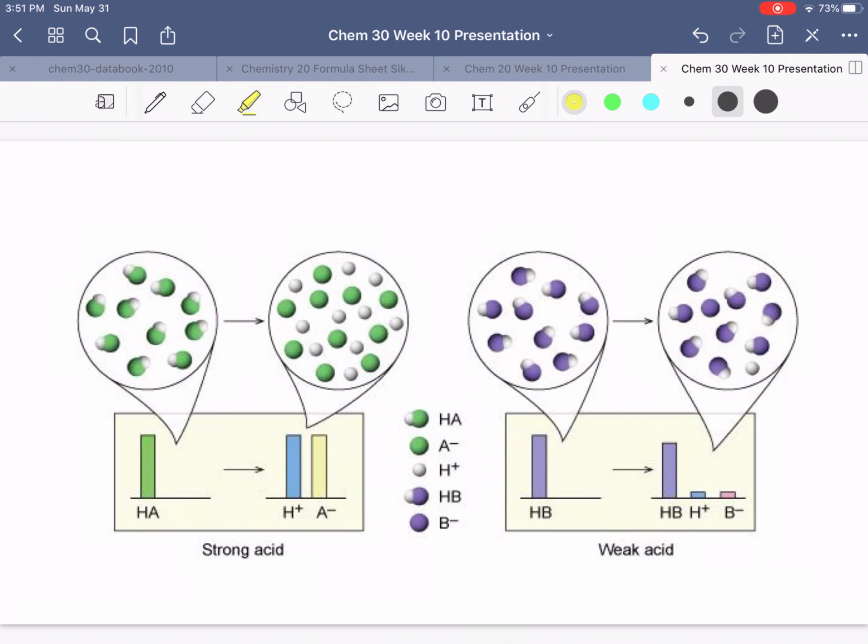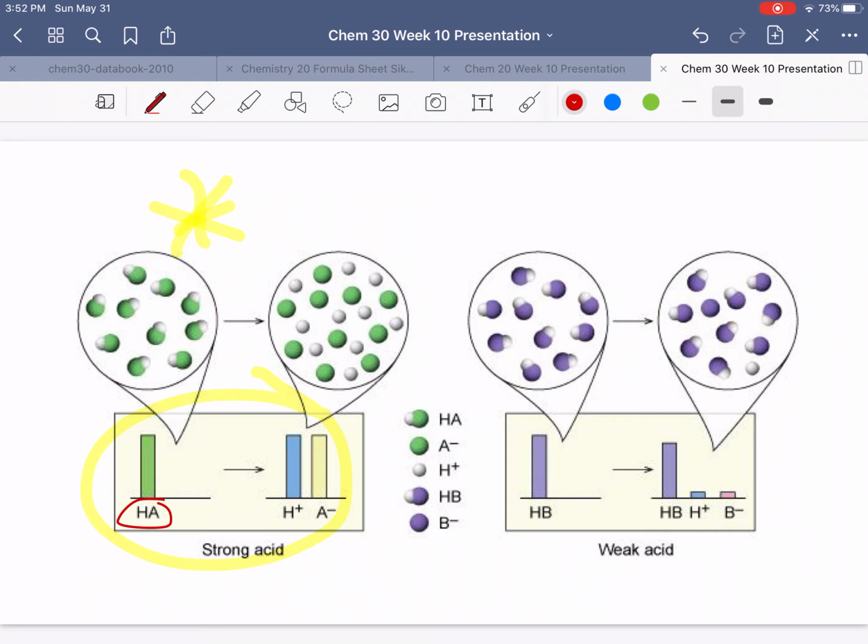Now, just from a diagram perspective, when you have a strong acid, like what's on the left here, this diagram is showing you a 100% quantitative ionization. That's why there's none of the original acid, which we call HA. You'll get used to that lingo, right? And everything is changed into the H plus, meaning hydronium, and the conjugate base, we'll say.